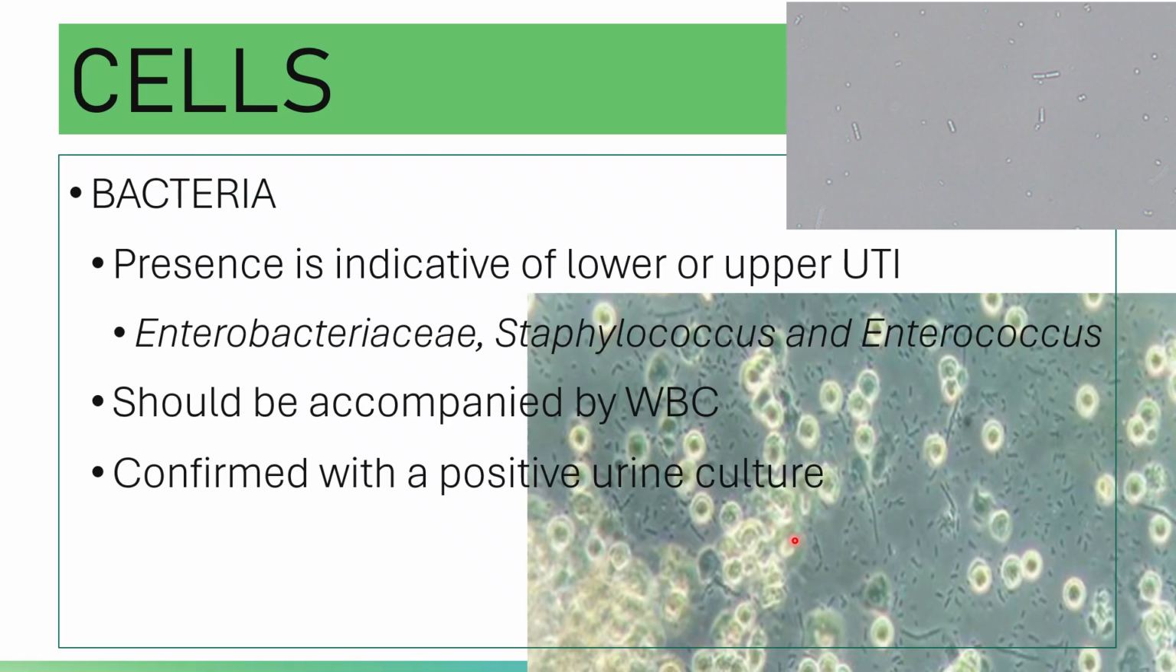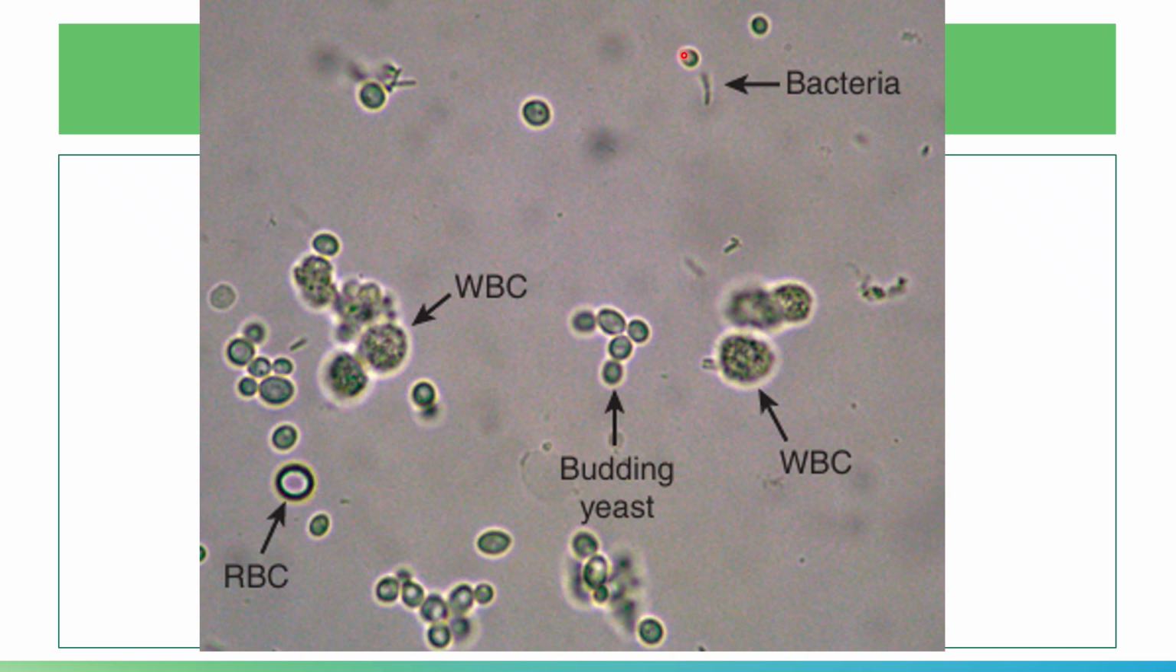Anyway, okay, and so in this one, you have a lot of rod-shaped bacteria, bacilli, and a lot of pus cells. So of course you have a rod-shaped bacteria here.